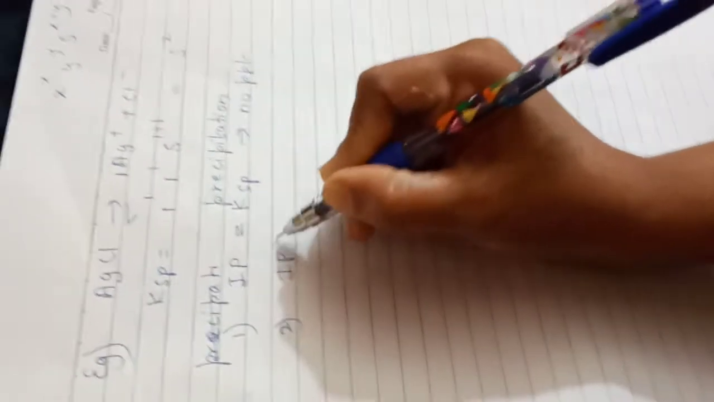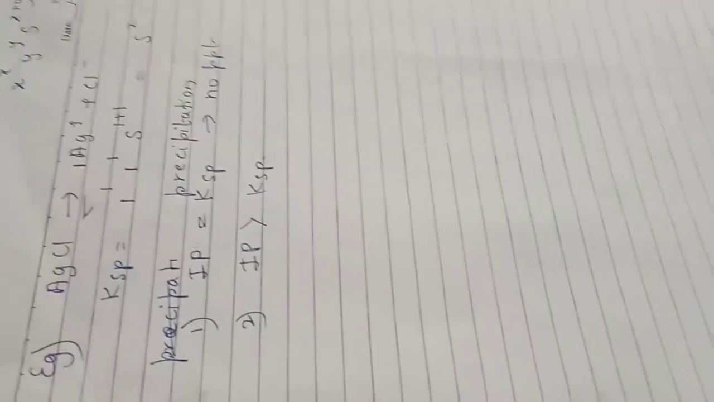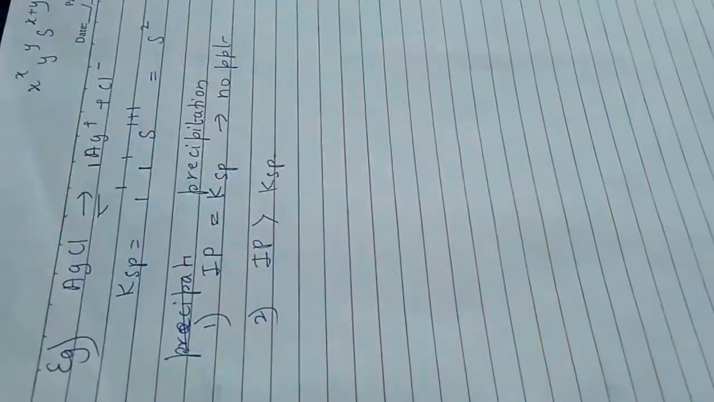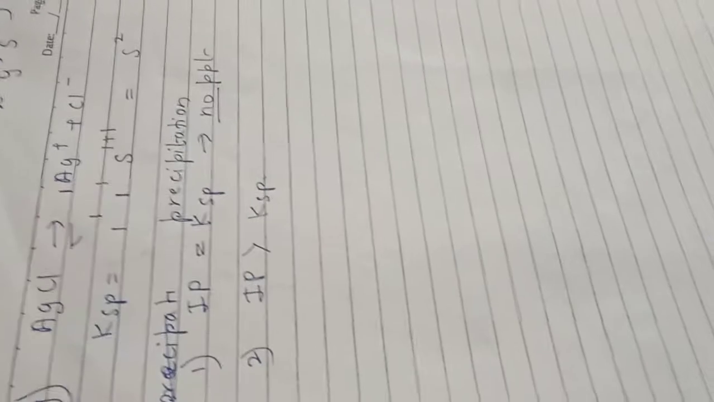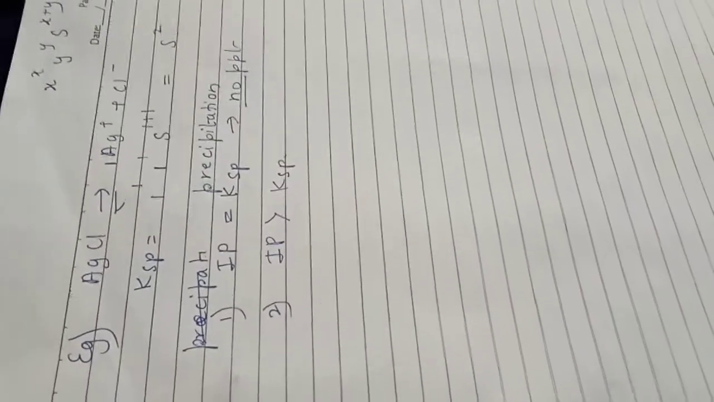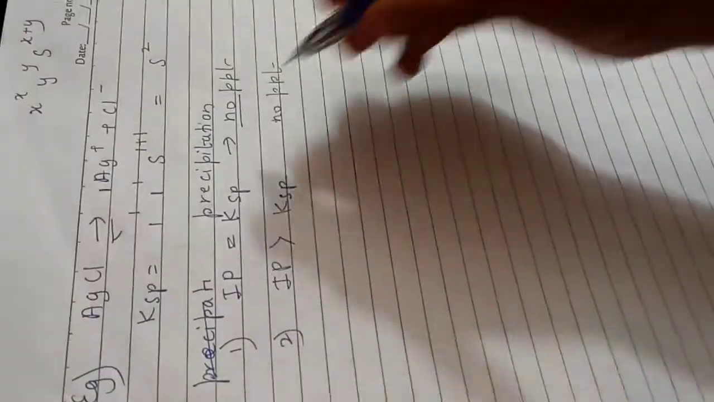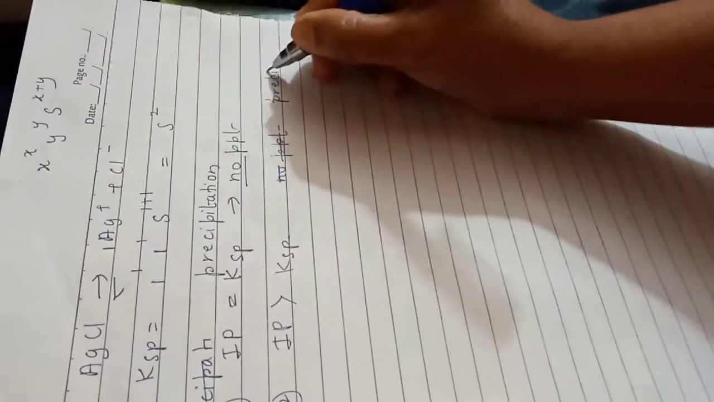If ionic product is greater than the solubility product, then what happens? Students, then the solution becomes supersaturated. In case number 1 it was saturated; in case number 2 it becomes supersaturated. In the supersaturated case, a lot of sediment accumulates and there is huge precipitation.